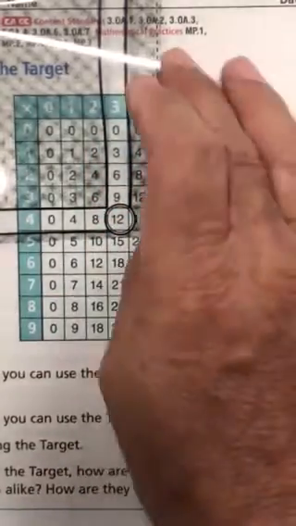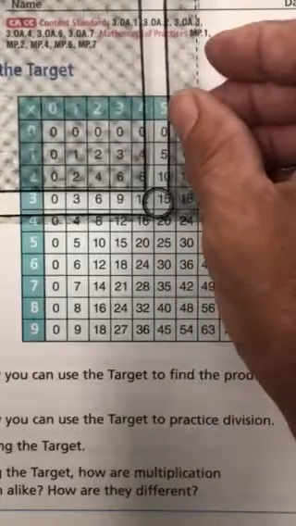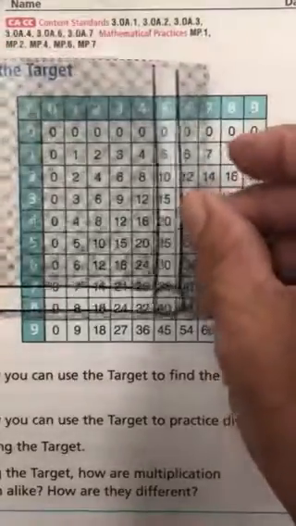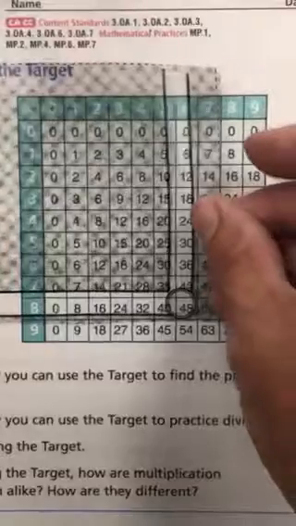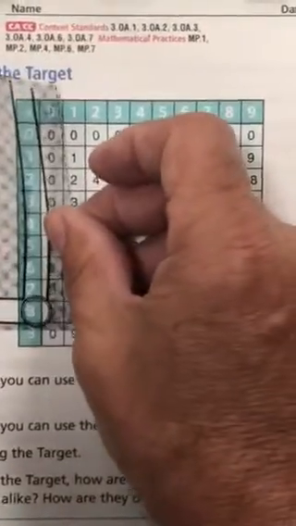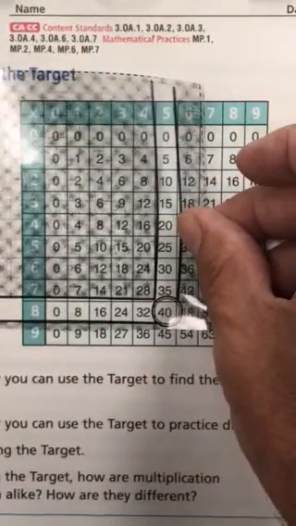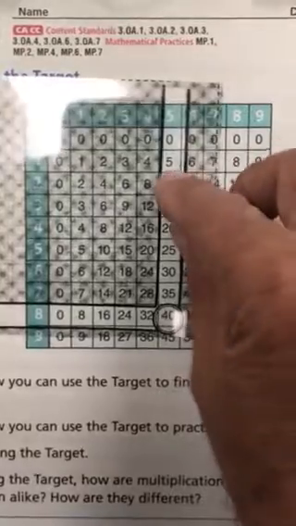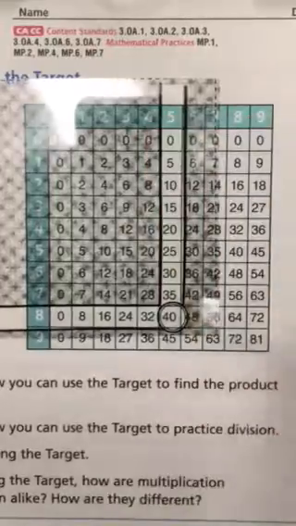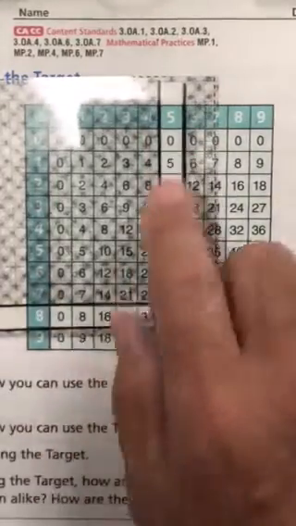Now how can we use this for division? Let's go back to 8 times 5, or let's say 40 divided by 8. So let's find the 40, but there's also a 40 here. So which 40 do we use? If it's 40 divided by 8, okay, you find the 8 and you slide it over until you find the 40. So 40 divided by 8, and then you look over to the other column here, and our quotient, our answer is 5. 40 divided by 8 is 5.